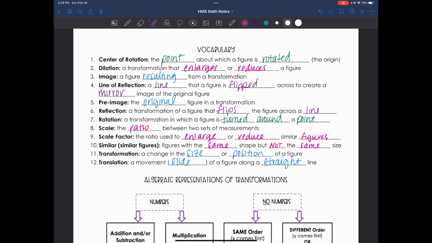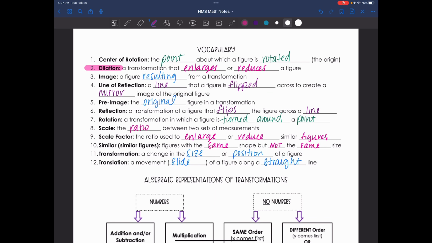So our four vocab, we've got number 2, dilation. It's going to be a transformation that enlarges or reduces a figure. Easy peasy. Figure on a coordinate plane, a figure not on a coordinate plane, just the dimensions, whatever. It's just changing by enlarging or reducing.